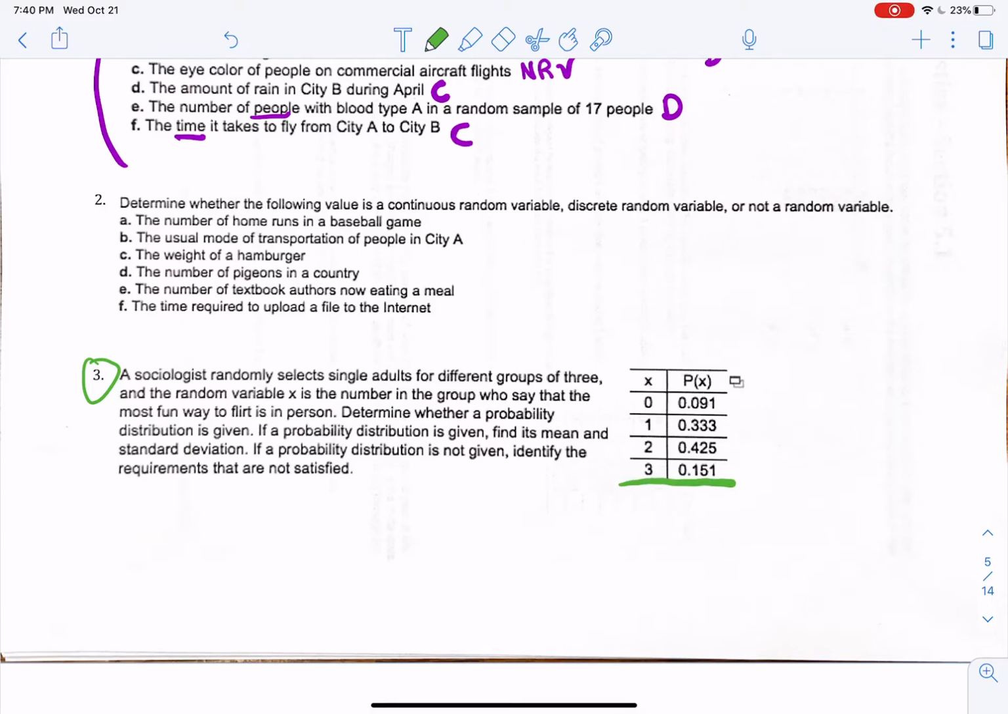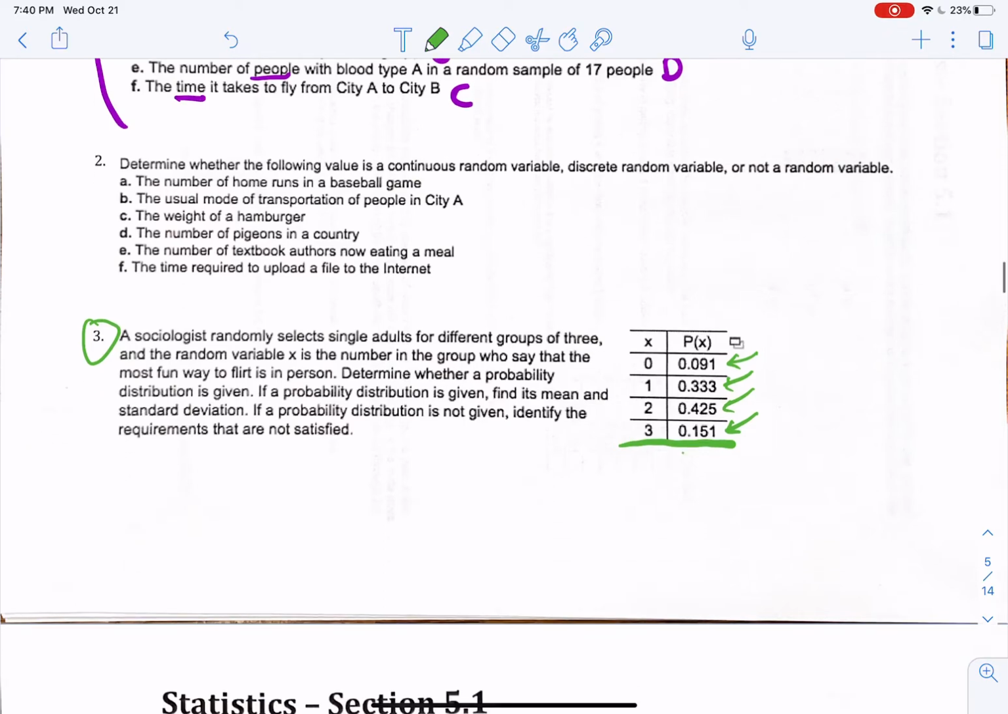It's kind of a silly example, but the way we check is to add all of these numbers up. I'm pretty sure it comes out to 100%, but let me check. 0.091 plus 0.333, and we add them up, and it does come out to 1, which is 100%. So yes, it is a probability distribution.